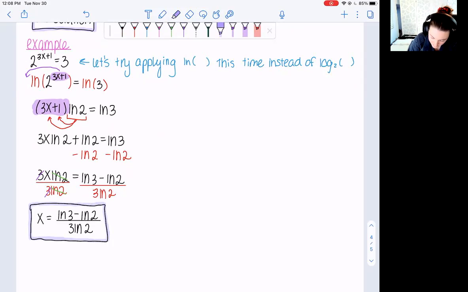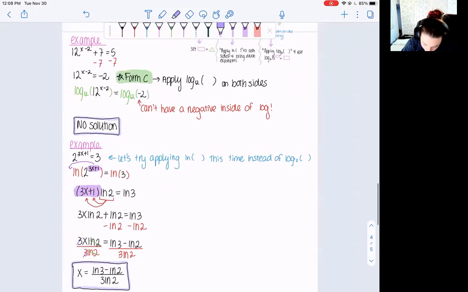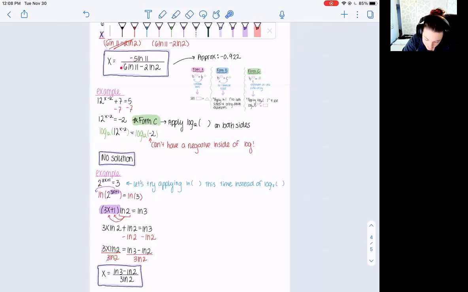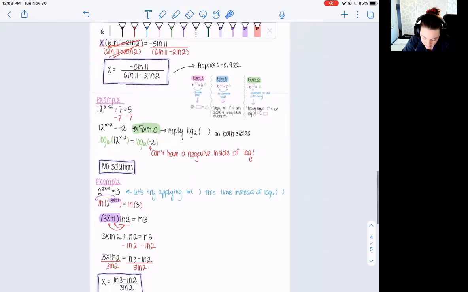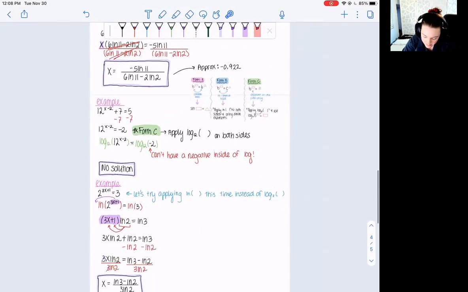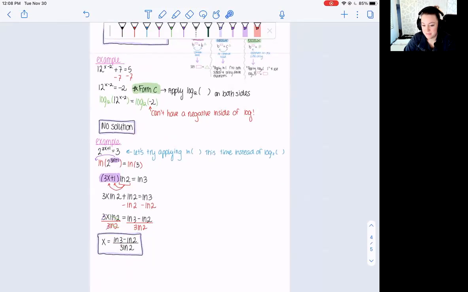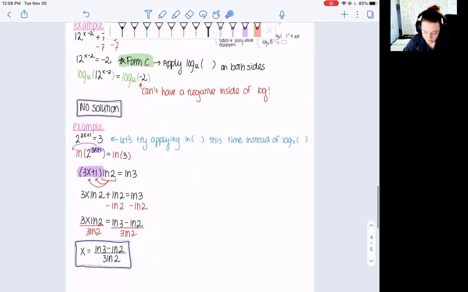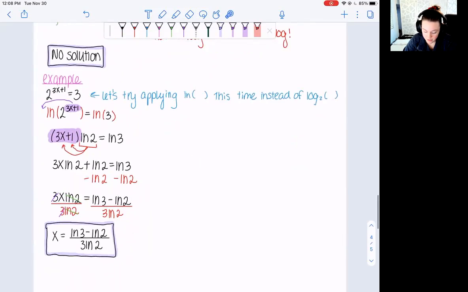So this answer here is actually, believe it or not, the same answer as this one right here. Or not, sorry, not that one. My bad. This one. It's the same as this guy. Log base 2 of 3 minus 1 over 3 is the same thing. So you do have options when you do these. Taking the log base 2 made it a little easier because we didn't have to do the distributing.